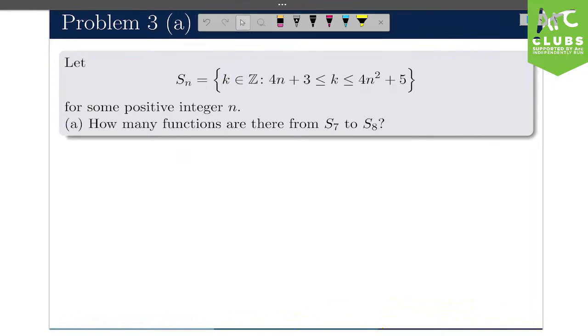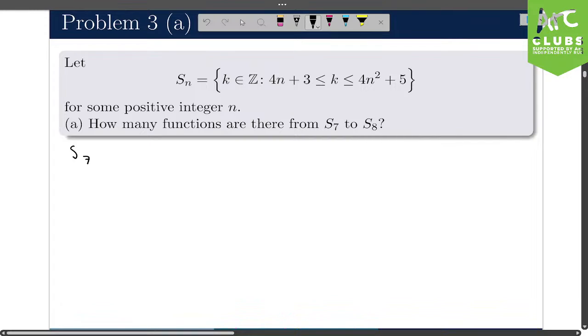So a good thing to do first off is to write out our sets. What is S7? You can do the calculation yourself, but S7 is actually the integers from 31 to 201. Chat, feel free to correct me. And that means that the size of this set is 171 elements.